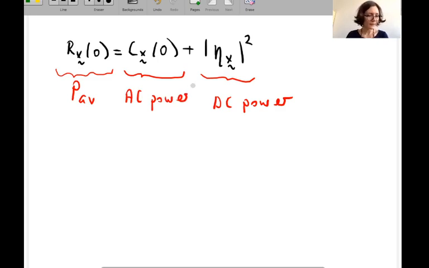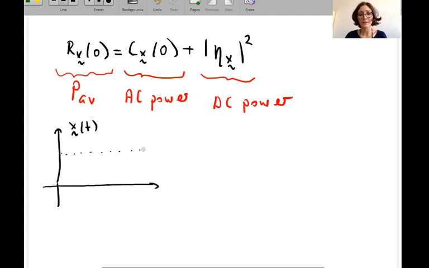Well, just a little motivation or intuition about why we can interpret these terms as the AC power and the DC power. Let's think about a random process. Let's take an arbitrary continuous time random process x of t. We assume that this is a wide sense stationary process, so it has a constant mean, eta x. And what does a random process typically do? It has some variations around the mean value, right? It will do something like that.